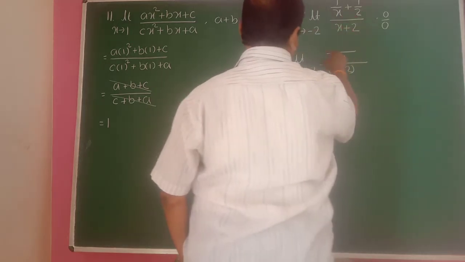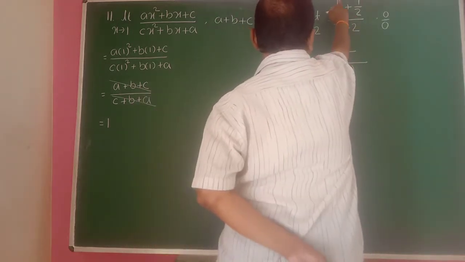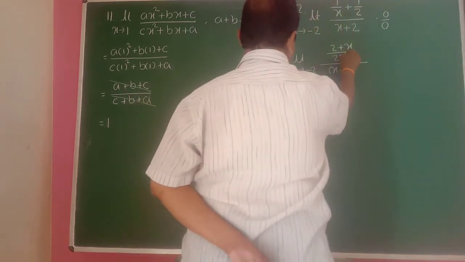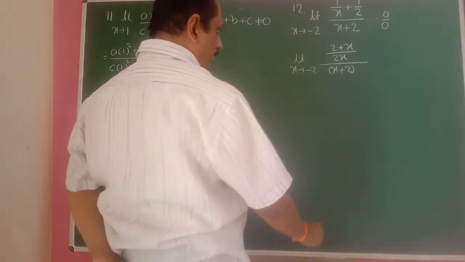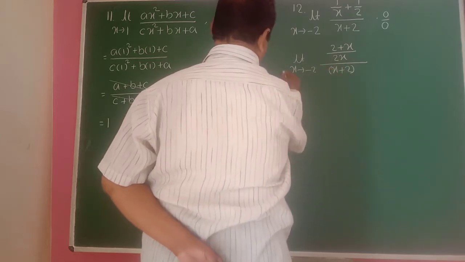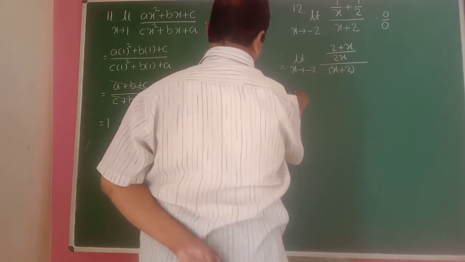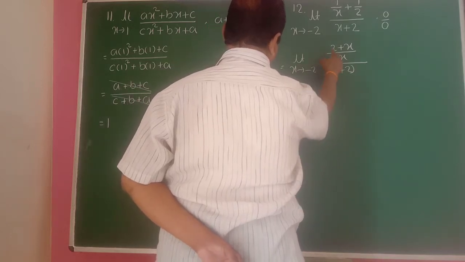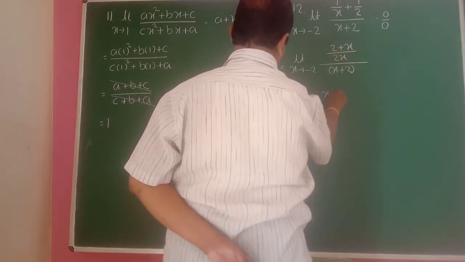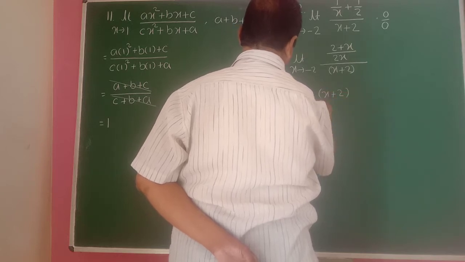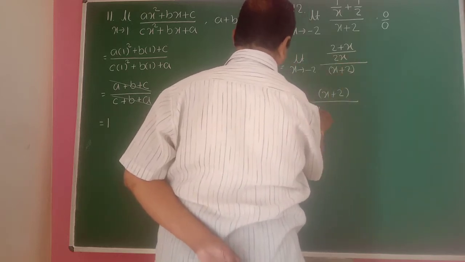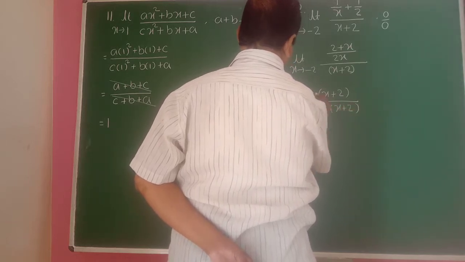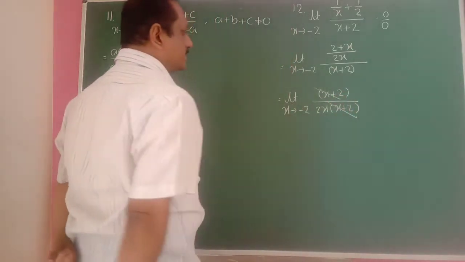x into 2, 2x is the LCM. Then multiply 2 here and x here. So 2 plus x here. Okay. Take 2x to the denominator. Limit of x tending to minus 2. Then 2 plus x can be written as x plus 2, divided by 2x into x plus 2. Then this x plus 2 cancels here.